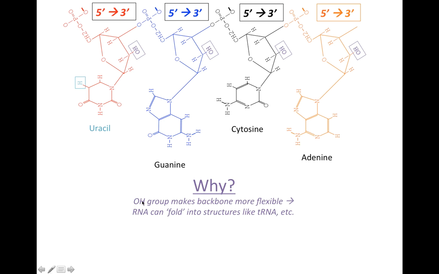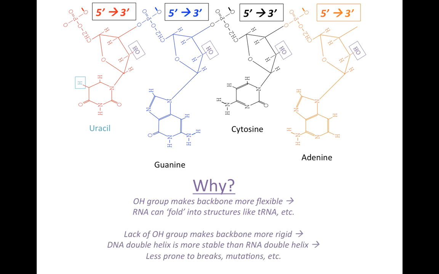So this OH group makes the backbone of RNA more flexible than it would be if it were a DNA. And this more flexible RNA backbone allows it to function in ways that single-stranded DNA could not. And what about DNA? Well, for DNA, the lack of the OH group makes the backbone more rigid, the opposite of what we just said. For the DNA double helix, DNA just needs to be stable.